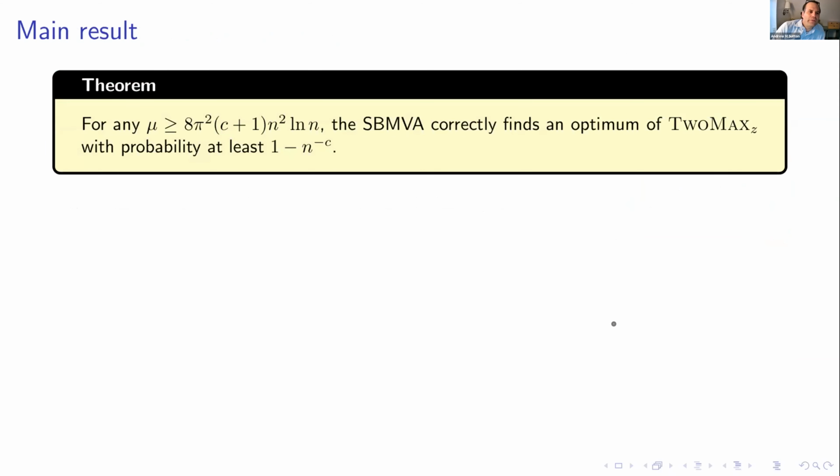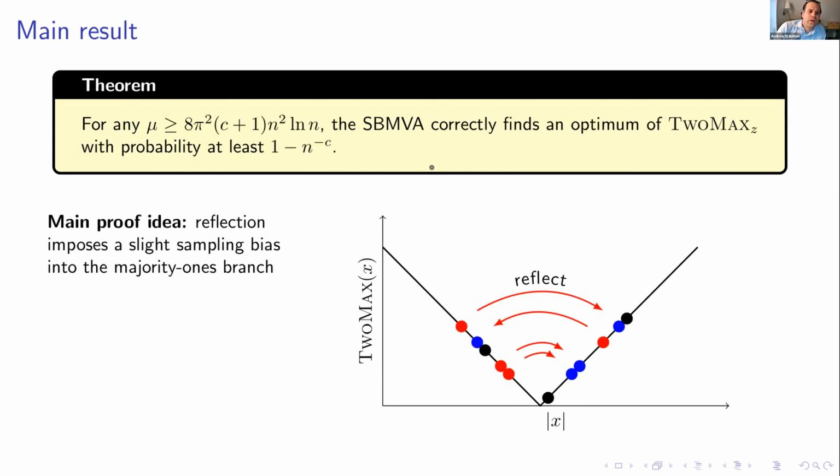So what we're able to show is that for any mu, so mu is the number of samples, of course, greater than or equal to 8 pi squared times (c plus 1) times n squared log n, this algorithm will correctly find the optimum of 2max with probability at least 1 minus 1 over n to the c, where c is the constant that we can kind of plug into this population size here.